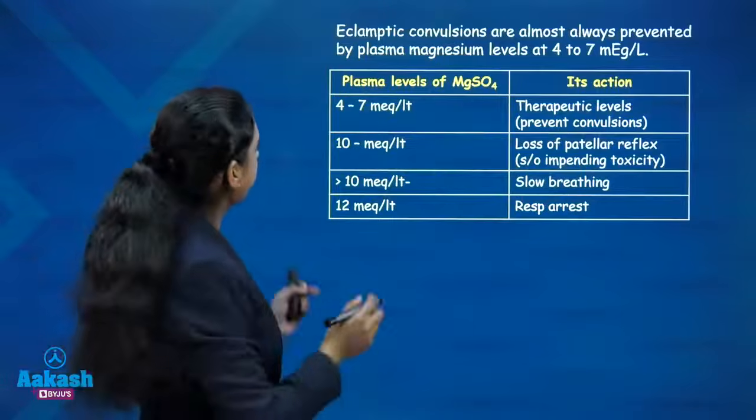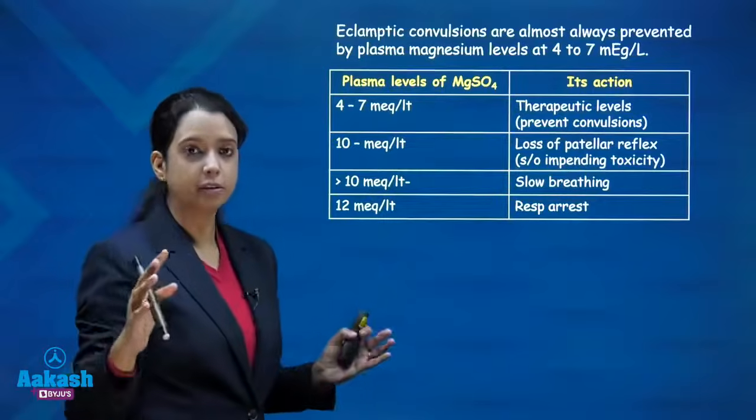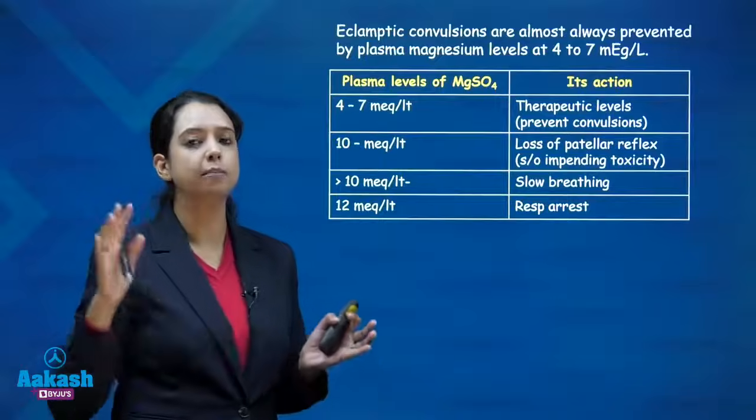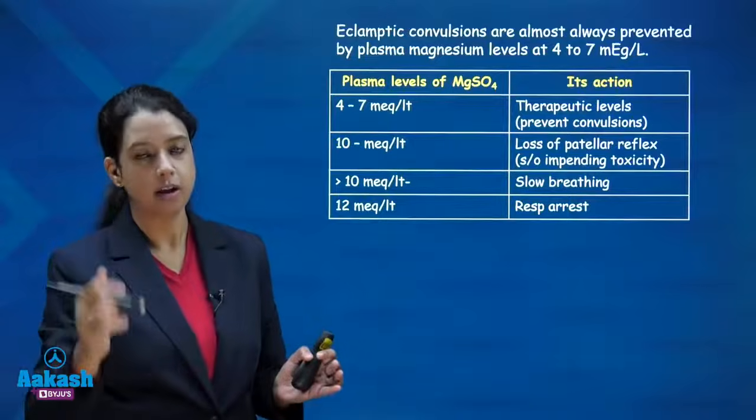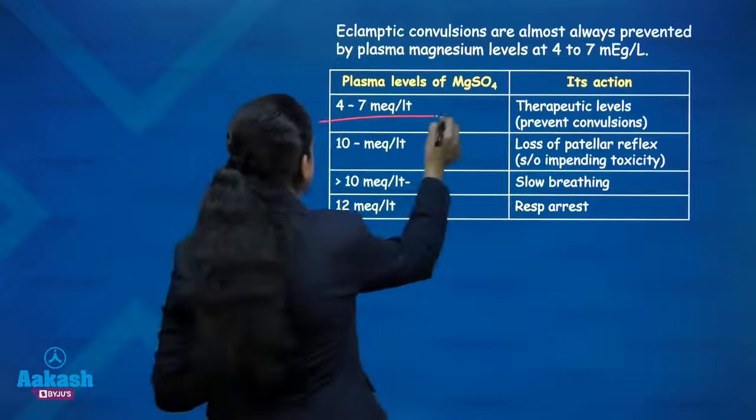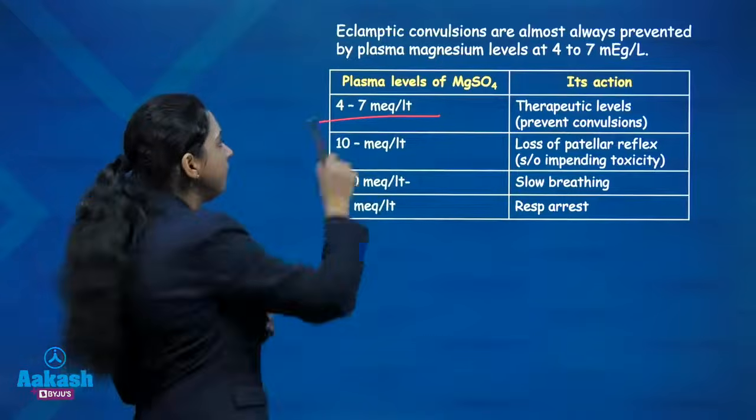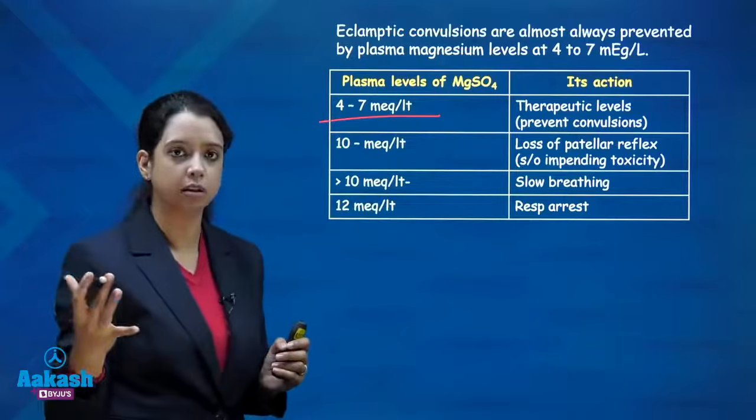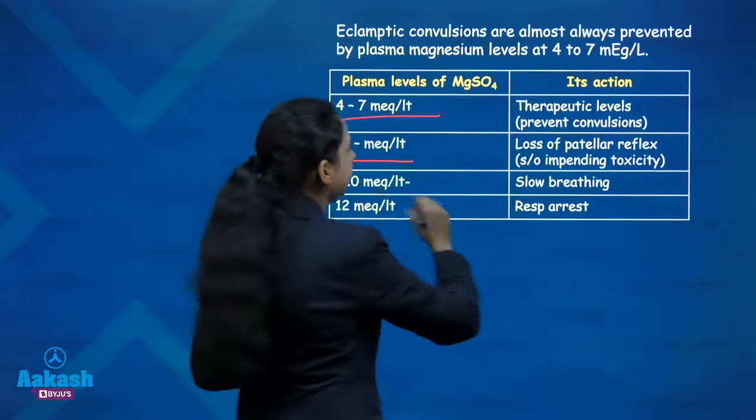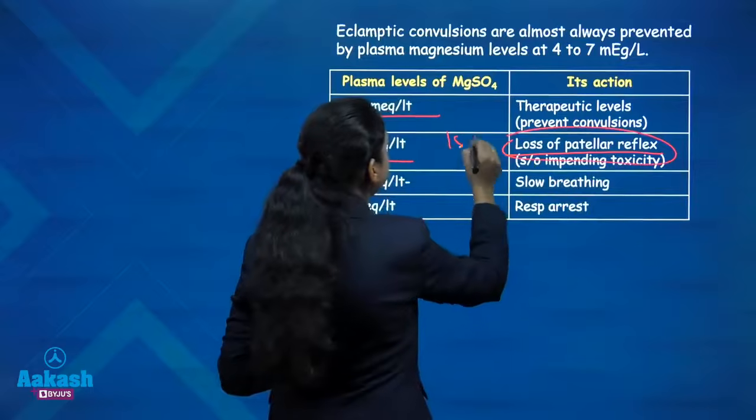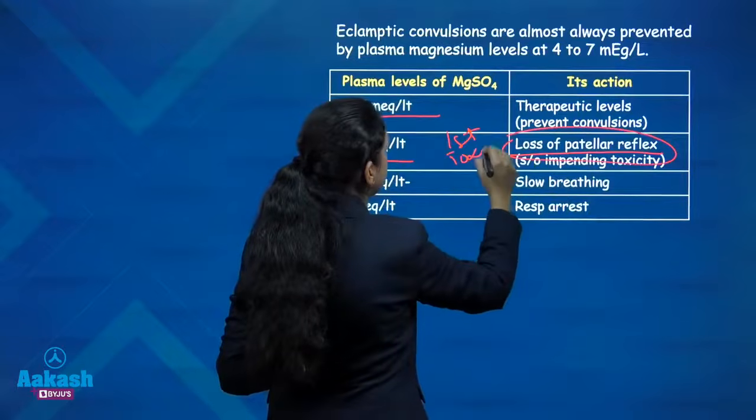Okay. Now, let's get back to the question, the Maxelf. The Maxelf is a drug for treatment and prophylaxis of eclamptic convulsions. The therapeutic level is 4 to 7, which is enough for prevention of convulsions. Now, if this level is increased, you can have symptoms of toxicity. First, at 10 milliequivalent, there is loss of patellar reflex. So, loss of patellar reflex is the first sign of Maxelf toxicity.